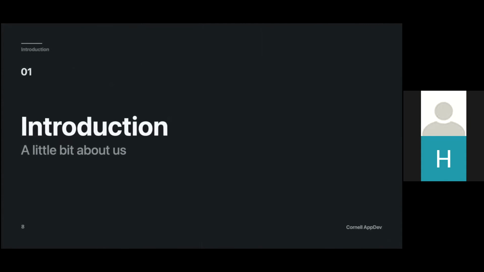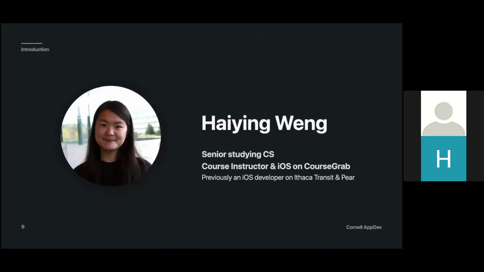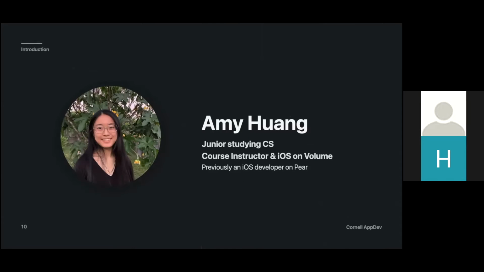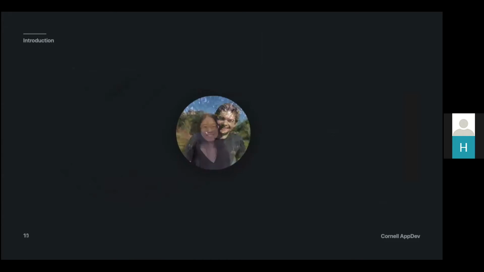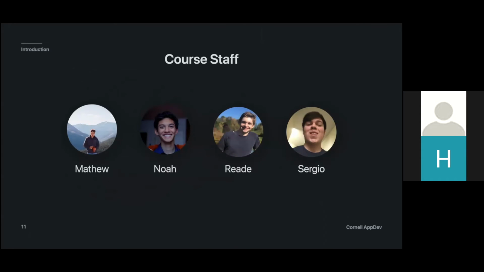So for the introduction. Hello, my name is Hai Ying. I'm a senior studying CS. Currently, I'm working on iOS and web for CourseGrab. Previously, I have worked on Ithaca Transit and Pear. And I'm Amy. I'm a junior studying CS, currently working on iOS on Volume, and previously I was an iOS developer on Pear. And this is our amazing course staff, so Matthew, Noah, Reed, and Sergio.